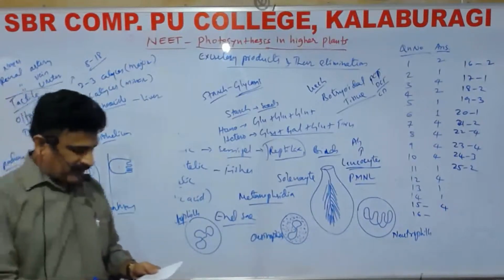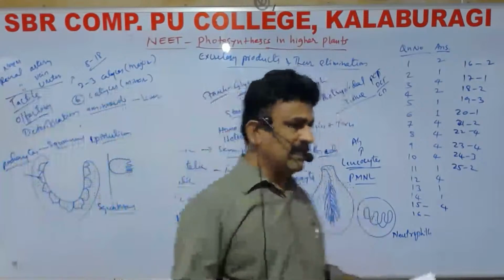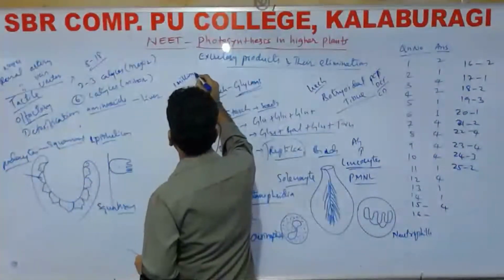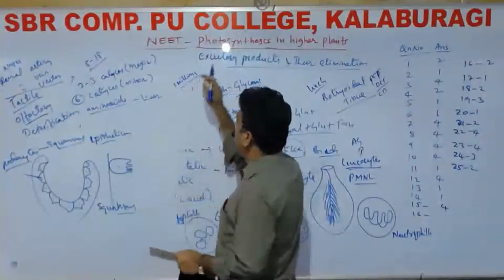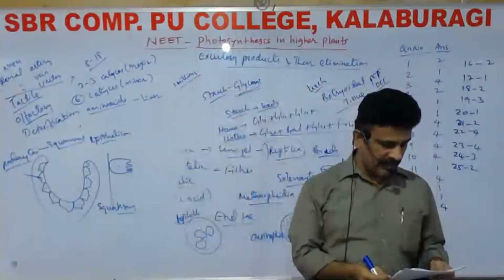Next, the smallest functional unit of the kidney is the nephron. We are going to observe 1 million nephrons in each kidney.